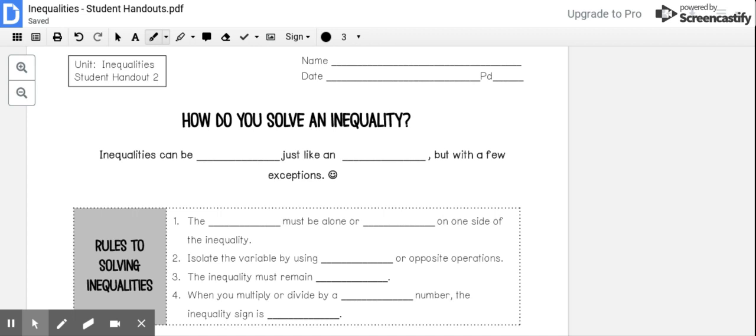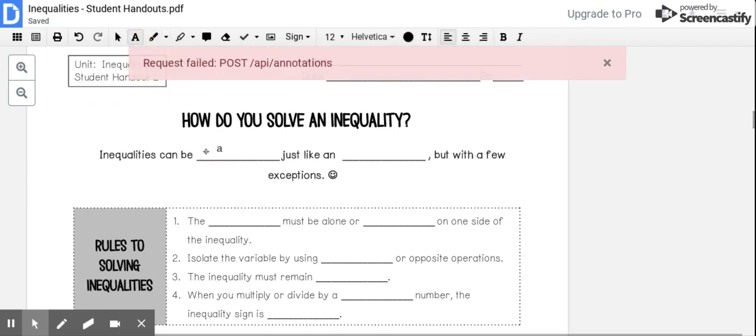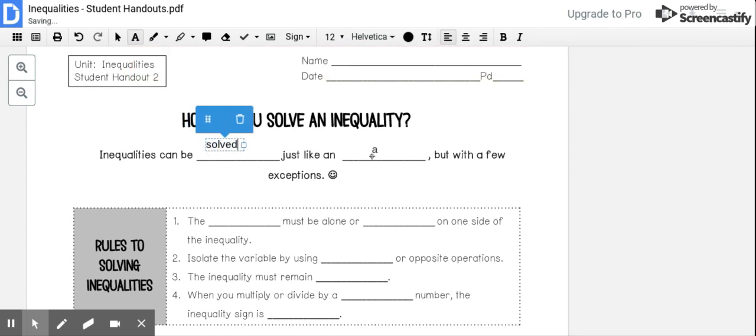We're going to learn how to solve an inequality, and you're going to find that it's very similar to solving equations, except for just really two major things. So inequalities can be solved just like an equation or like an equality, either one, but with a few exceptions, which is what I just said.